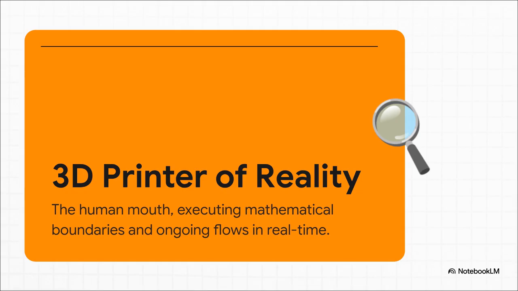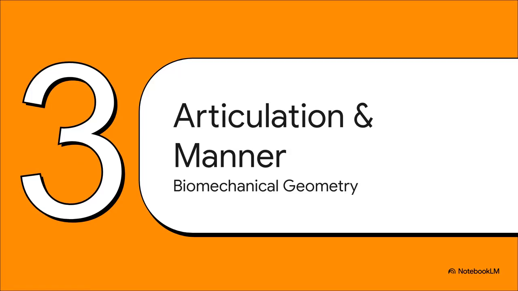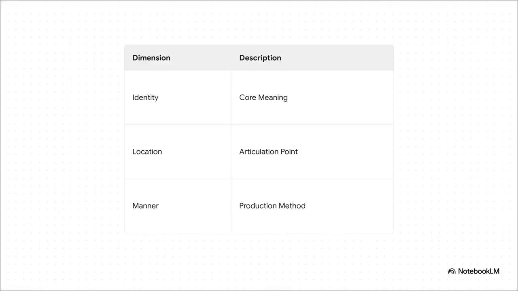Think about it. When you speak, you create boundaries by closing your lips. You create continuous flows by pushing air through your nose, and you radiate energy by vibrating your tongue. Your anatomy is the hardware, and the consonants, they are the software. Let's unpack that in Section 3, articulation and manner, or biomechanical geometry. The author outlines that every single consonant you utter carries meaning across 3 geometric dimensions simultaneously.